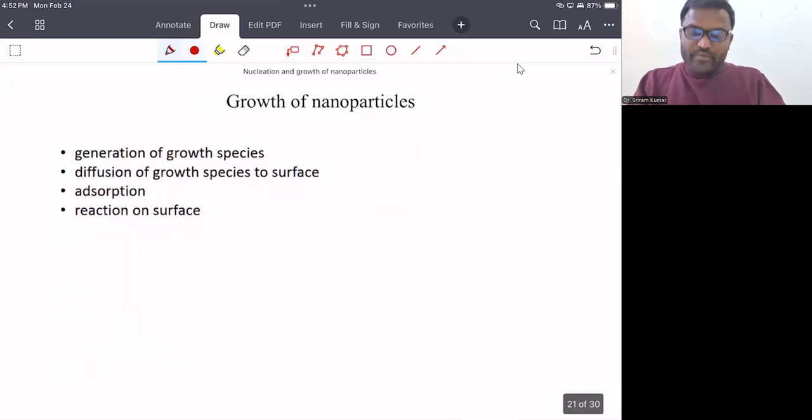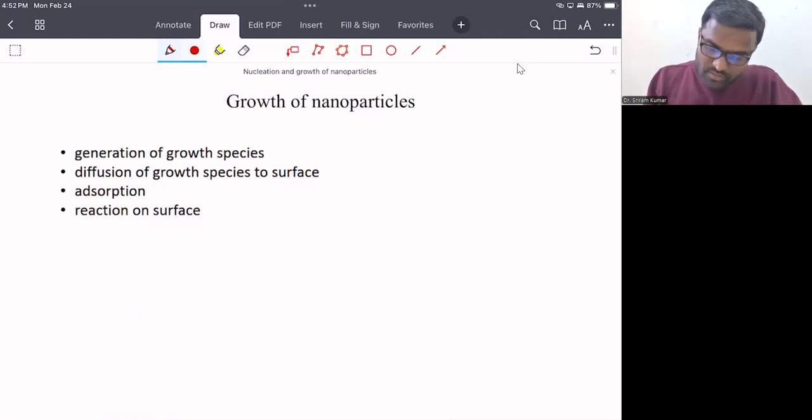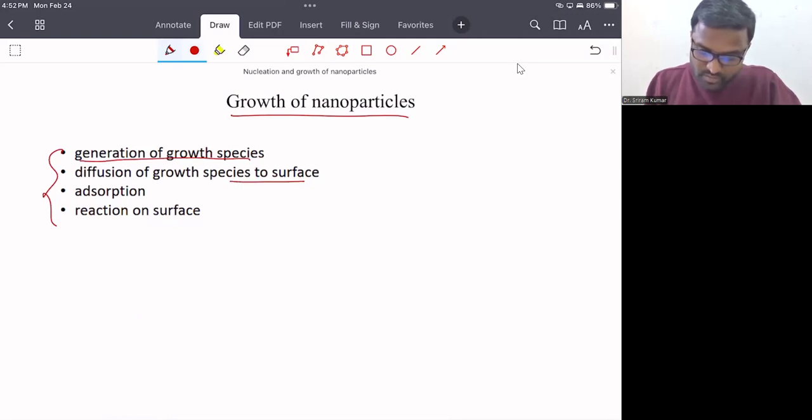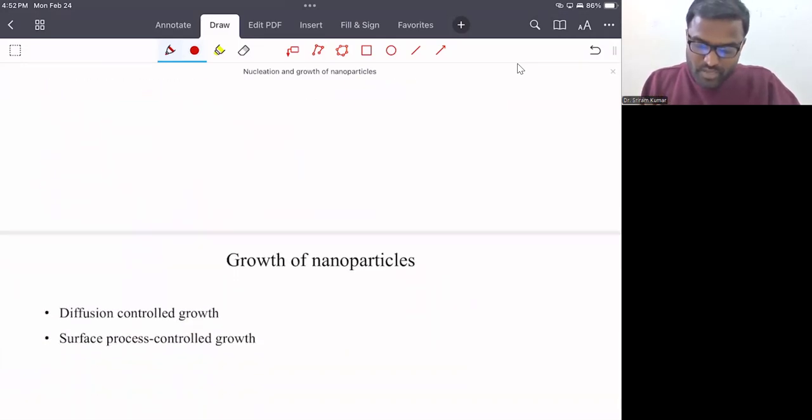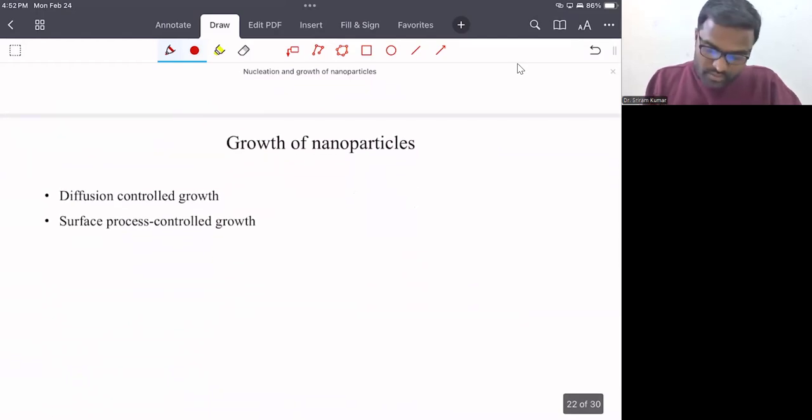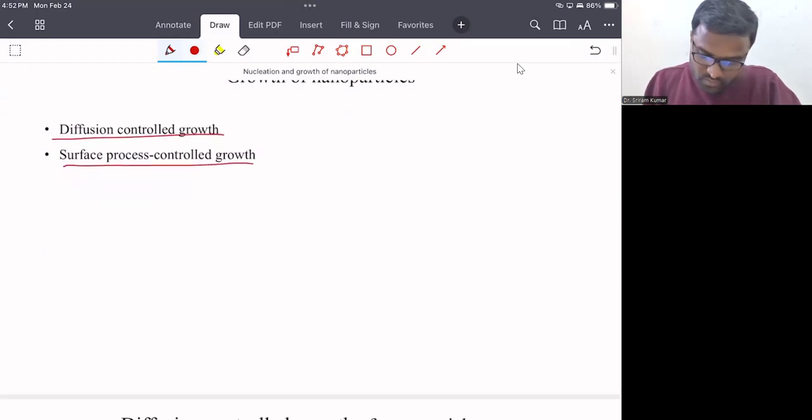Okay, now further we need to understand the other key point. If you want to grow nanomaterials onto any surface, we have four key parameters. One is the generation of the growth species. Second is the diffusion of the growth species to the surface, then the adsorption process, and the reaction on the surface. Based on these four steps in the growth of nanomaterials, we have two kinds of mechanism: diffusion control growth and surface process control growth.